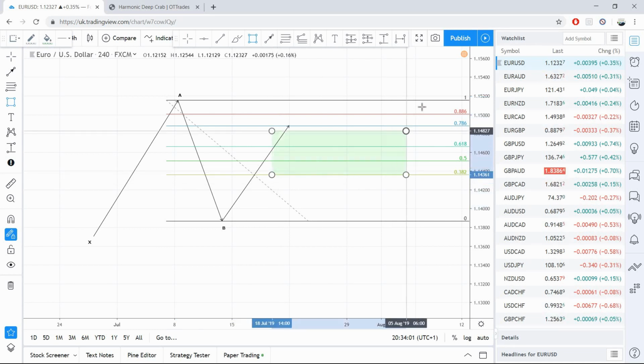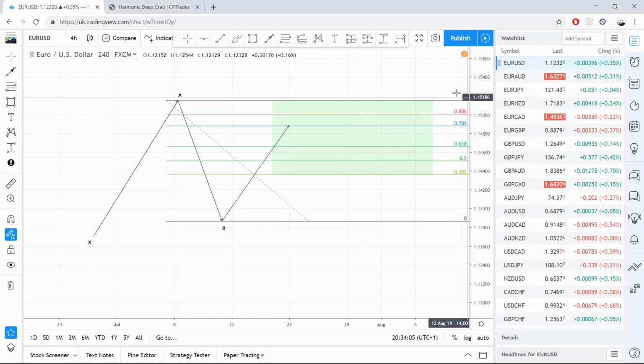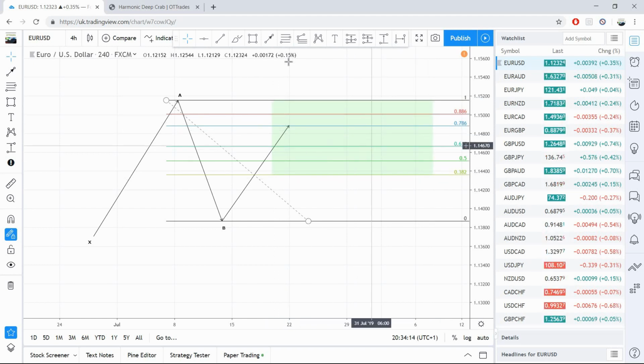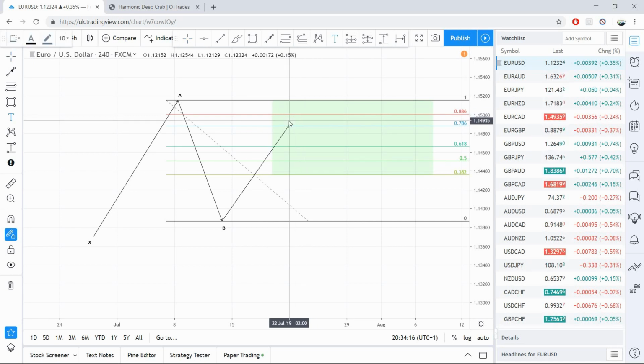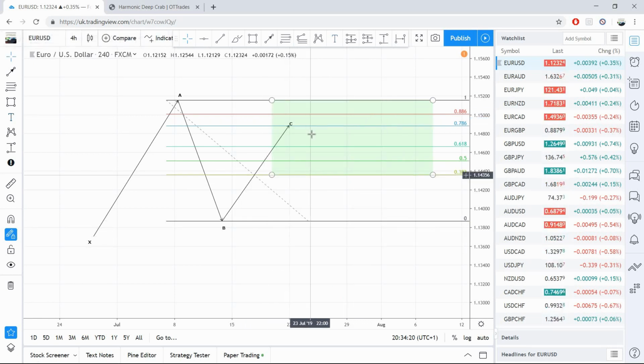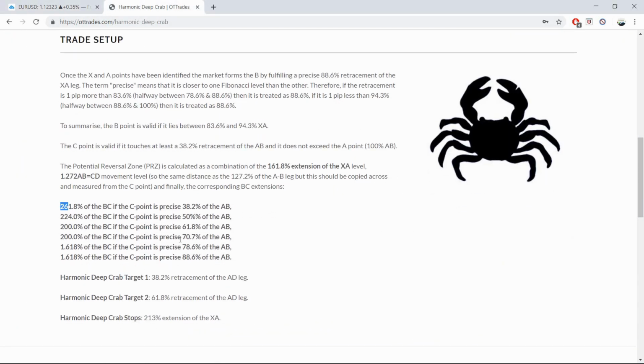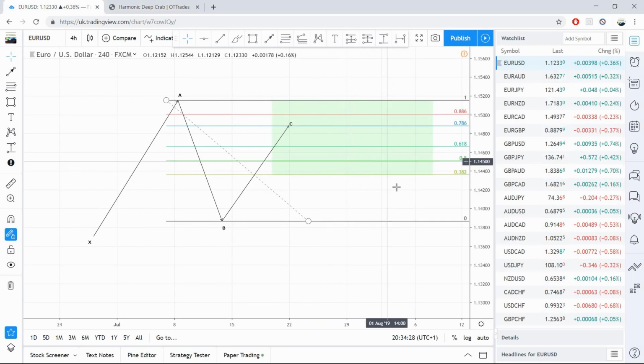So just to illustrate that, price can form anywhere between the 382 and the 100% level, cannot exceed A, so price has got to come within this green box here. As long as price falls within this green box, then the pattern is valid, and that's for our C point. Now where within this box the pattern forms is going to dictate the third point of our potential reversal zone for the D point. So it's important to remember this when you are working out the C point here.